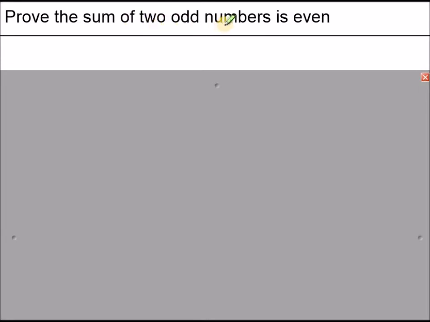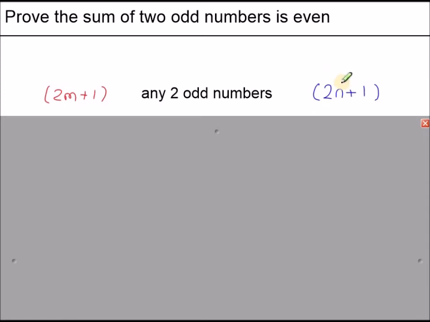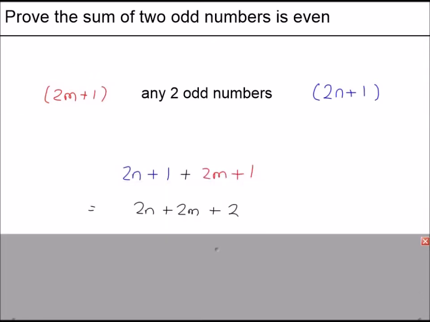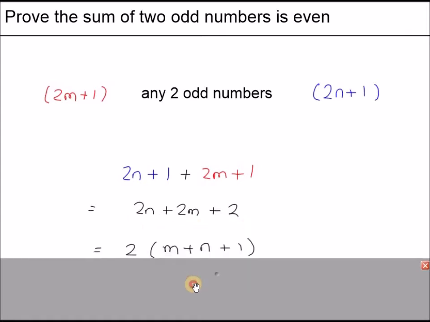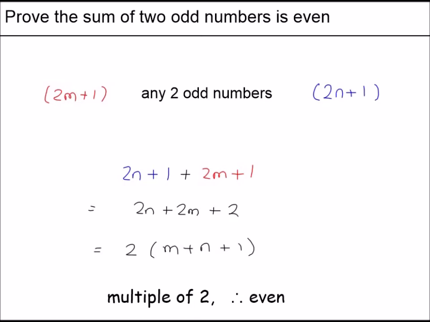The sum of two odd numbers is even. So if 2n plus 1 is one odd number, then I need to use a different letter for the other odd number, and then we add them together. So we simplify, and these are all multiples of 2. If we take the 2 out, then we've got 2 times something, so it's an even number. m plus n plus 1 is an integer. 2 times the integer, we just have a multiple of 2, therefore even. So we've proven this.